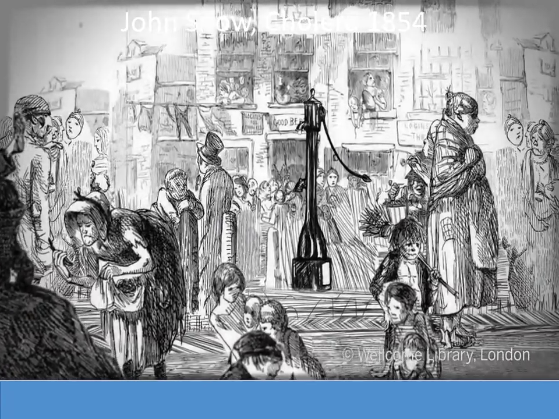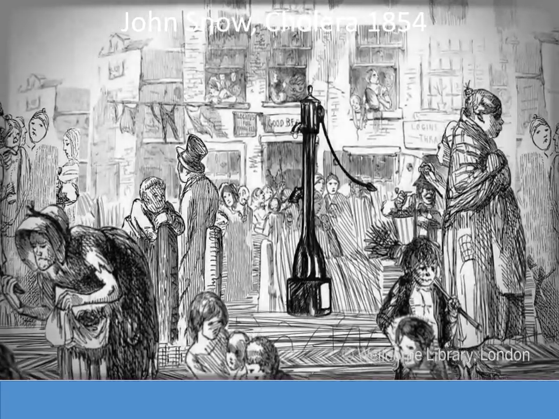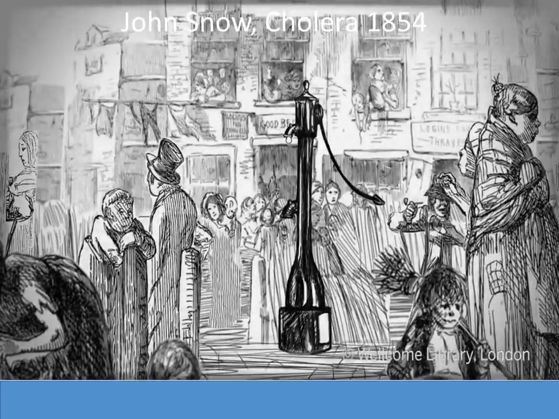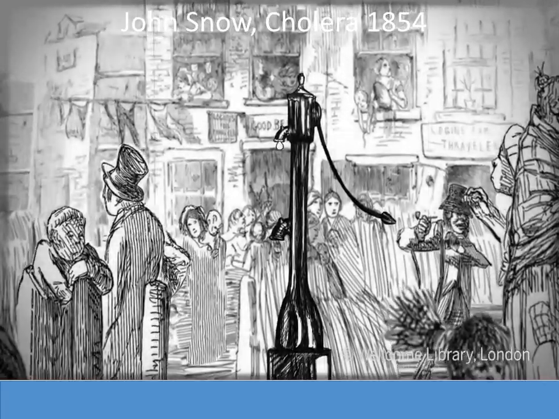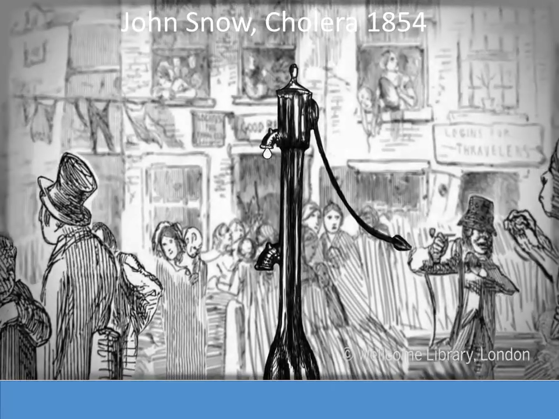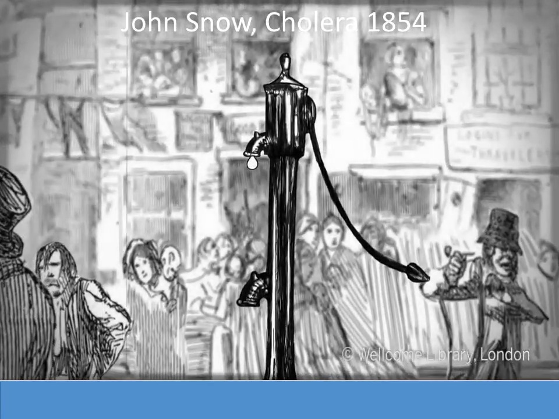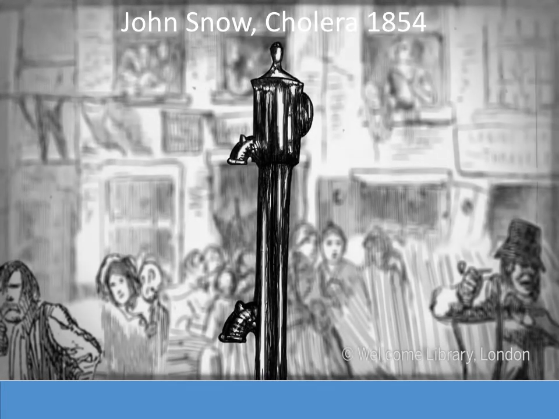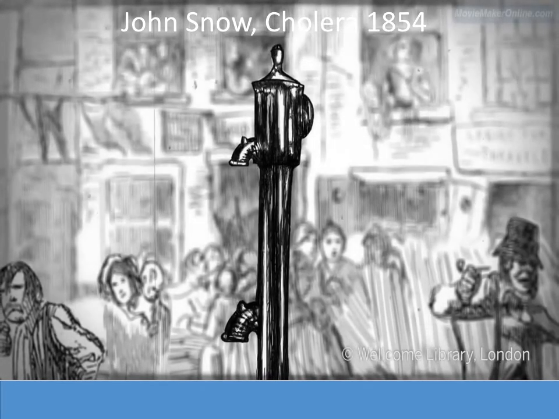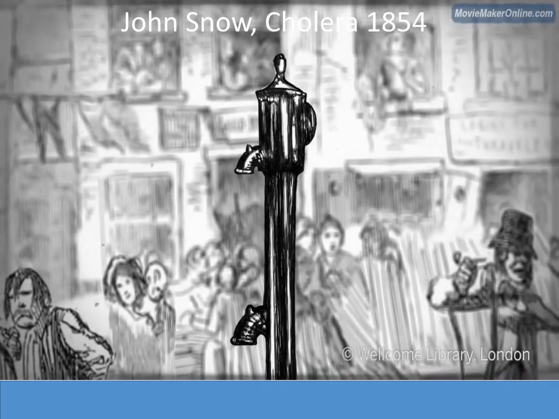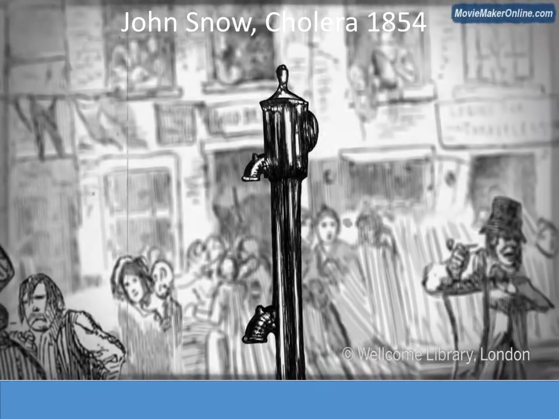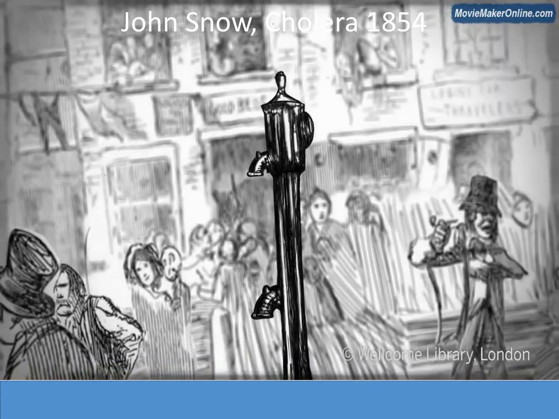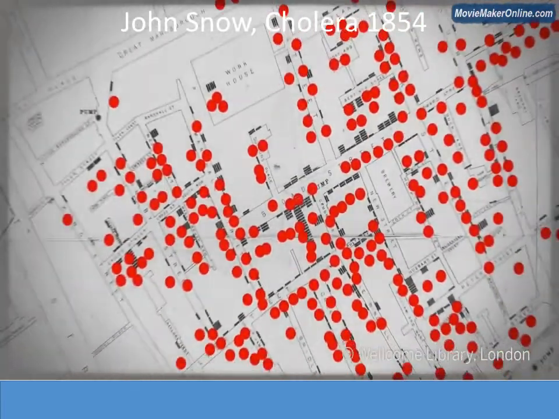John Snow is sure the Broad Street pump is the killer. The doctor persuades local authorities to remove the pump handle. No handle, no water, no more cases of cholera. The outbreak stops. John Snow simply gathered and plotted data points. Then he turned this data into actionable information.